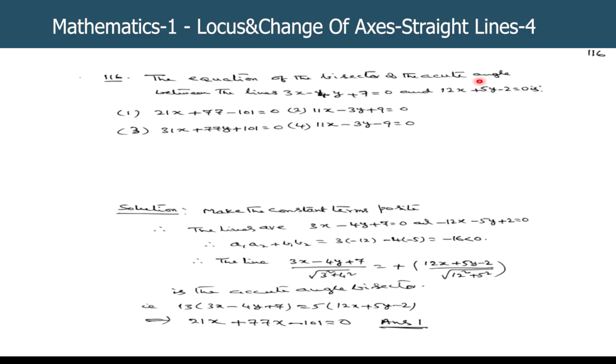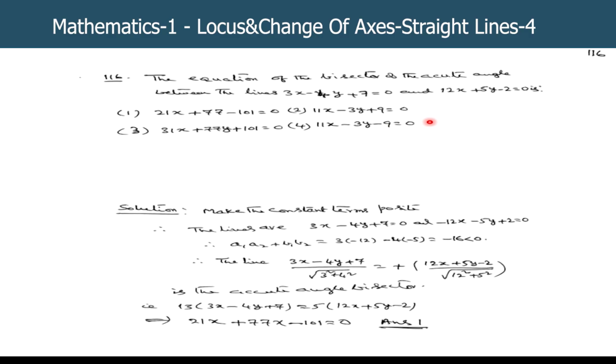Question 116. The equation of the bisector of the acute angle between the lines 3x minus 4y plus 7 equal to 0 and 12x plus 5y minus 2 equal to 0 is: 21x plus 77y minus 101 equal to 0, 11x minus 3y plus 9 equal to 0, 31x plus 77y plus 101 equal to 0, and 11x minus 3y minus 9 equal to 0.